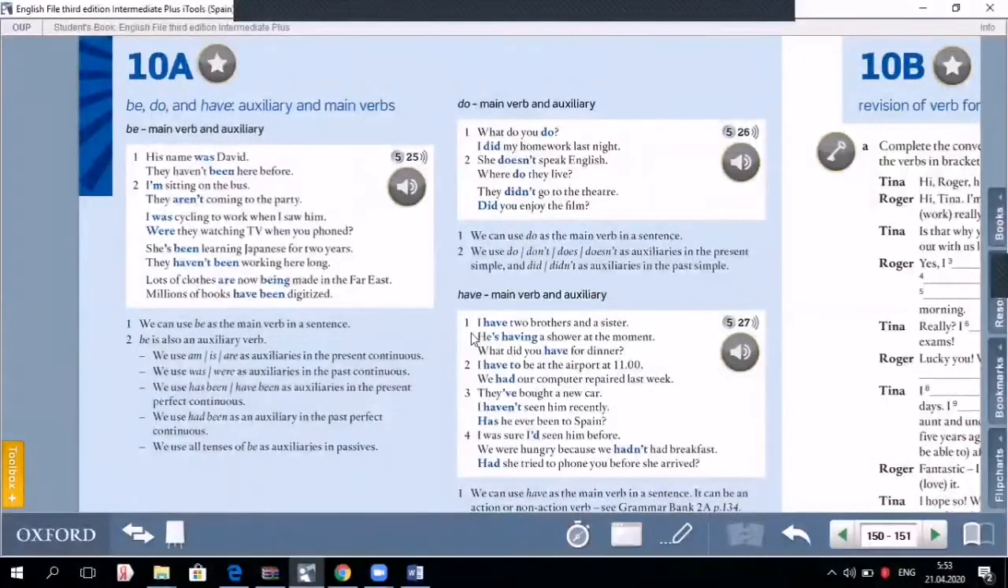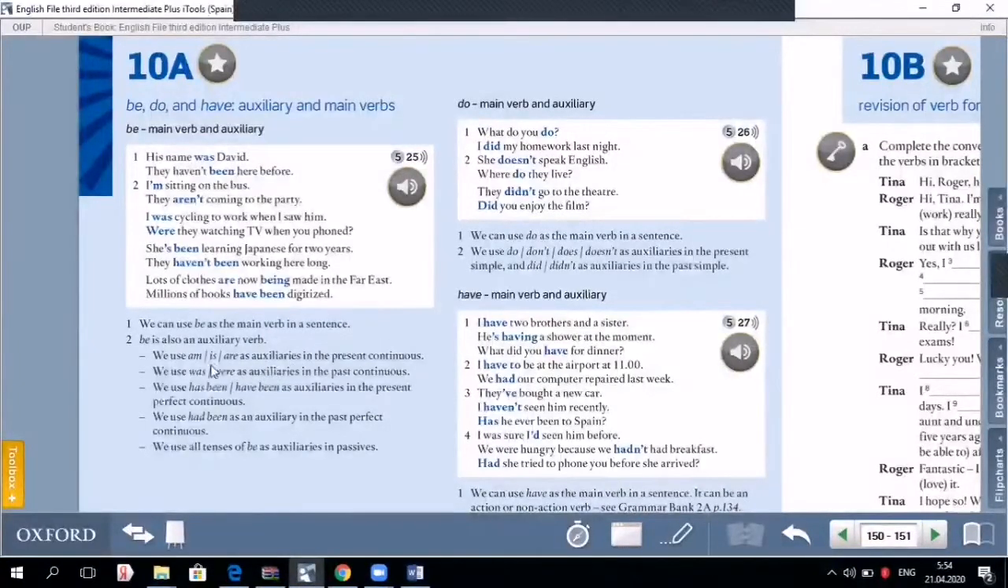Okay, you have heard the verb to be as the main and auxiliary verb. When do we use to be as a main verb and as an auxiliary verb? Here is written the usage of this verb. First, we can use be as a main verb in a sentence. Number two, we also use it as an auxiliary verb. When do we use it as an auxiliary verb?